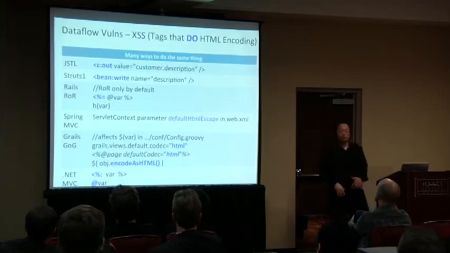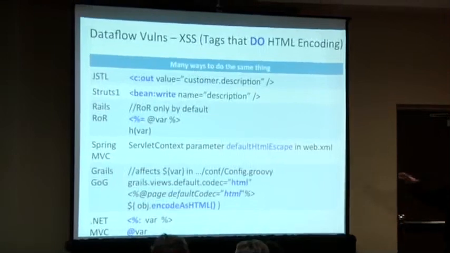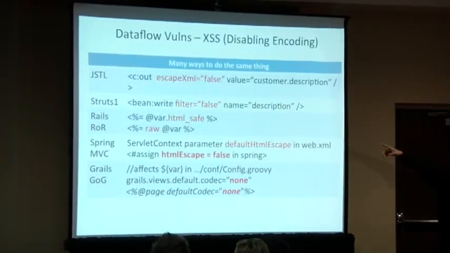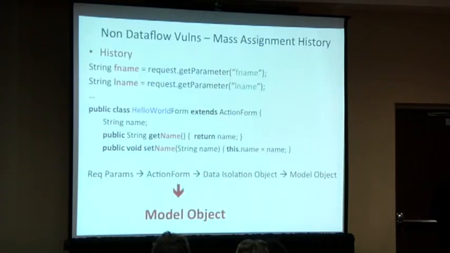And then we have the beans and tags that do encoding. And notice there's not much difference except for, remember, the flag c:out, escapeXml equals false, and c:out. So by default, a lot of these tags do encoding. They do HTML encoding, to be specific. And HTML encoding doesn't solve all of the cross-site scripting problems. I'm not going to go into detail because that's probably a different talk, but that's there for your reference.